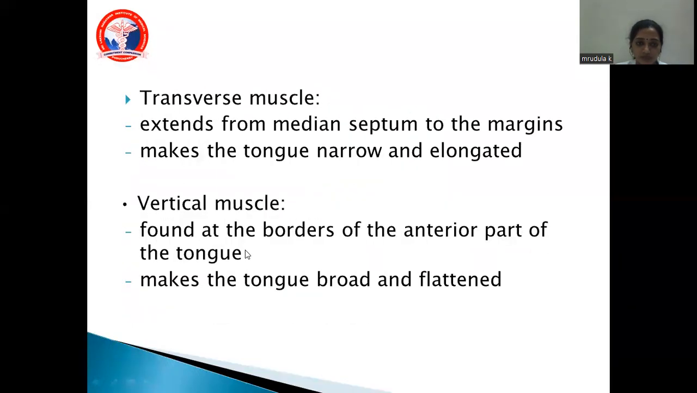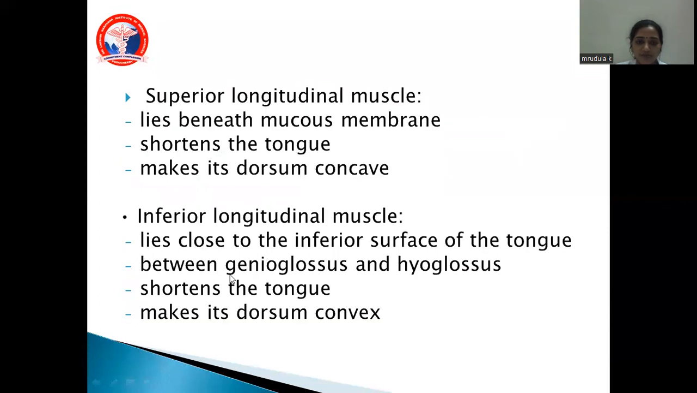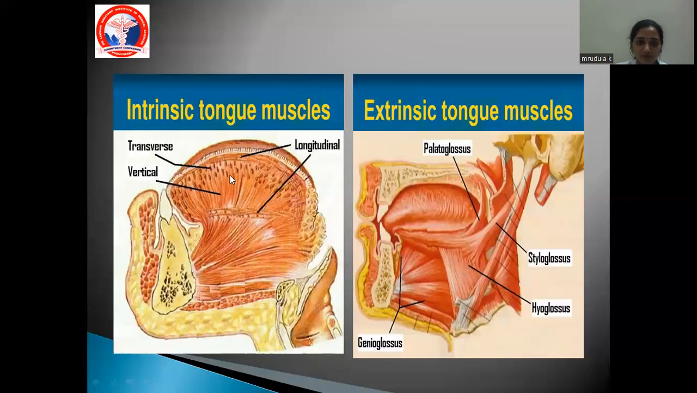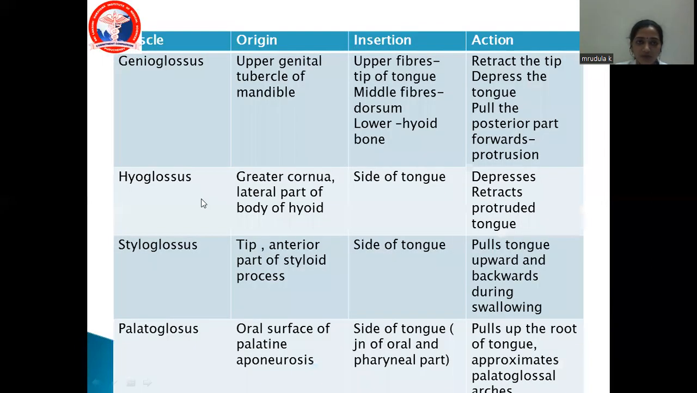And then the vertical muscles are found at the borders of the anterior part of the tongue and make the tongue broad and flattened. These are the vertical group of muscles which make the tongue broad and flat. And coming to the extrinsic muscles: the genioglossus, hyoglossus, styloglossus, and palatoglossus.